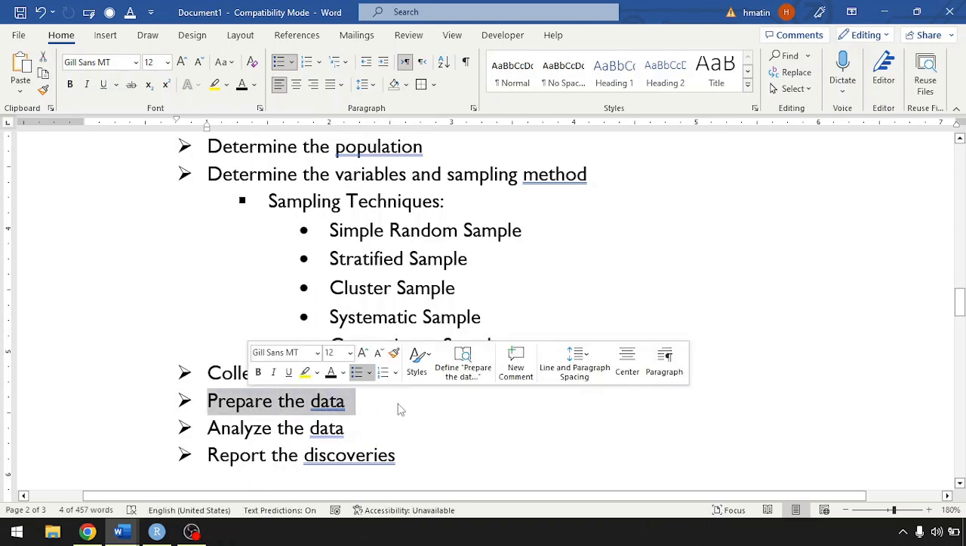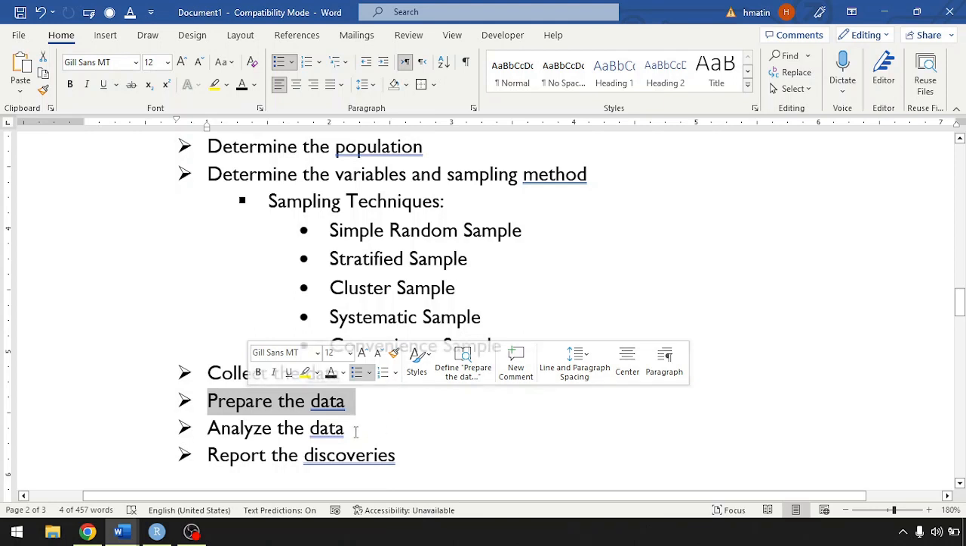The preparation part is once you collect the data, you prepare them, you make them ready. In the data analysis field, you will learn that data preparation is a very, very important part of data analysis, and a lot of time goes into data preparation. In fact, more time is spent in data preparation and data transformation than in data analysis itself.